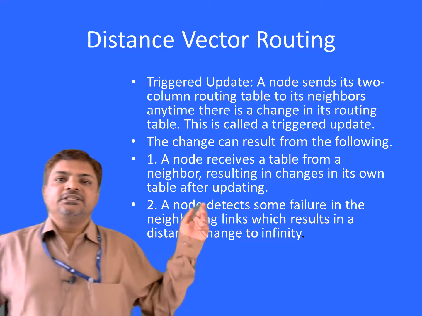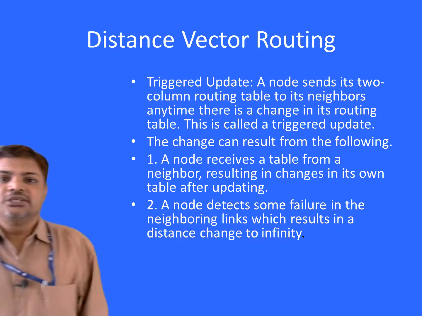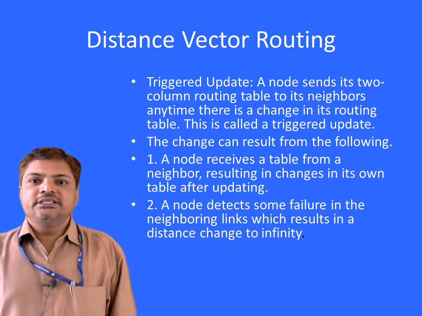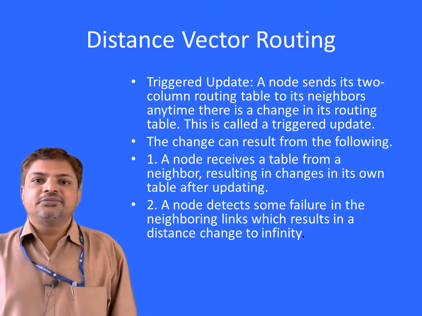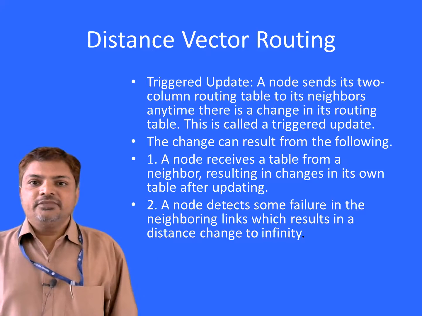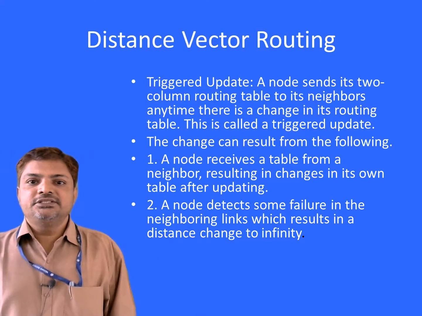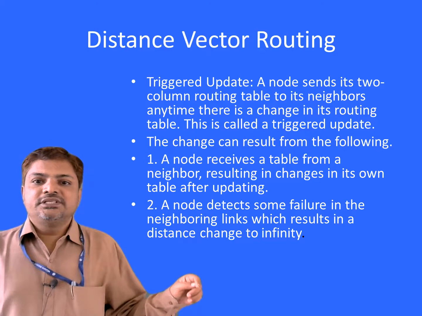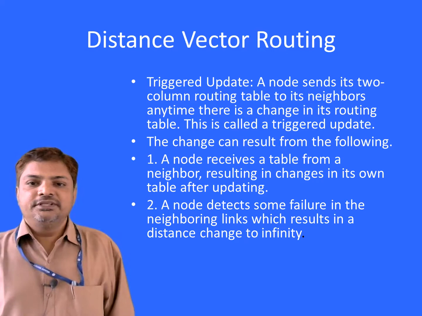The second one is triggered update. A node sends its 2-column routing table to its neighbors anytime there is a change in its routing table. This is called a triggered update. The change can result from the following: node A receives a table from a neighbor resulting in changes in its own table after updating, or a node detects some failure in the neighboring link which results in a distance change to infinity. When these occur, it is triggered.